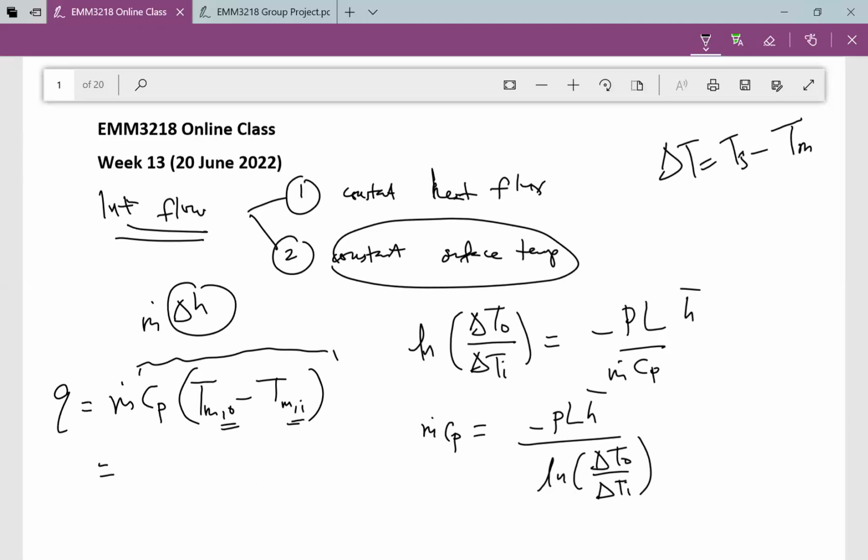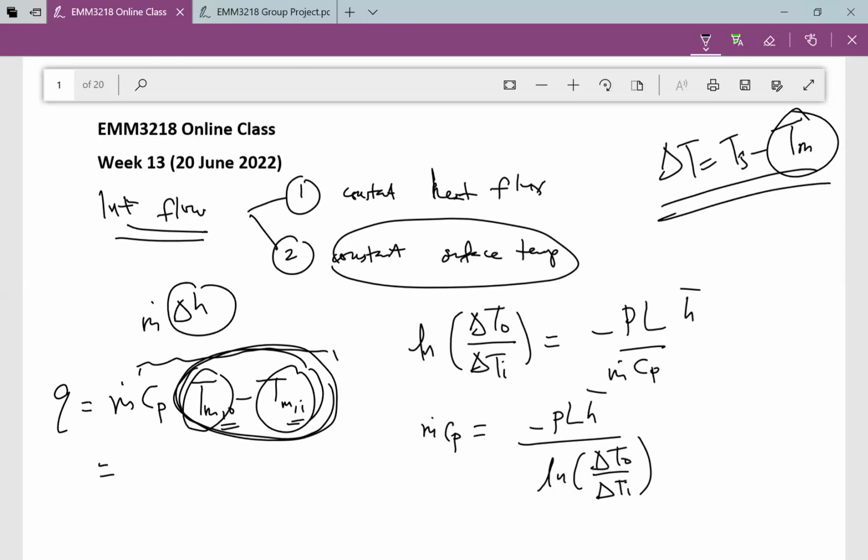And then we're going to rewrite this using that delta T, okay? Because what you have there is Tm, which is this second term in delta T. So that is equivalent to saying that I have Ts minus Tm inlet. Okay, I have that minus Tm inlet, so minus Tm inlet.